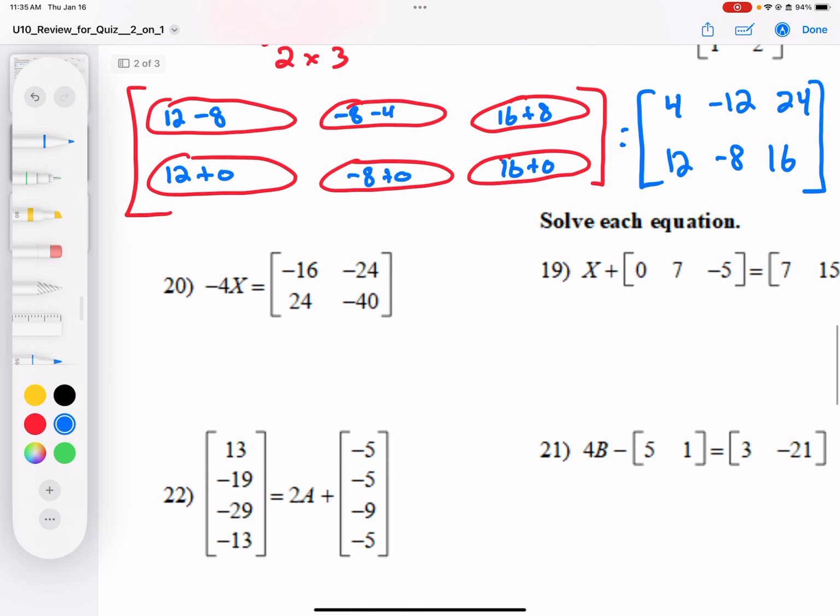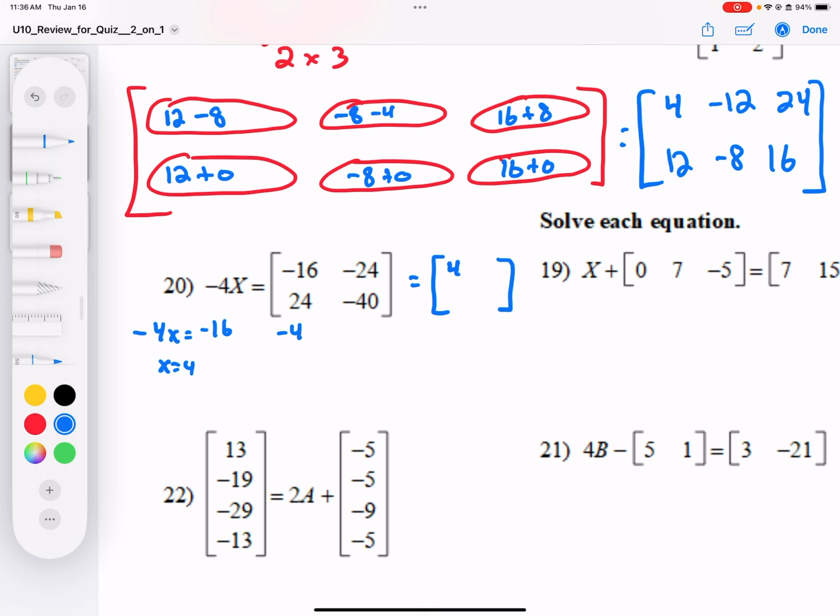Number 20, now we're asked to solve equations. So when we're asked to solve equations, the way I like to do it, I'm going to put my solutions here. I'm going to set up my equations. So remember, -4x has to equal each of the elements. So -4x has to equal the first element. Divide by -4, and you get x is equal to 4. So I'm going to put my 4 in there right away.